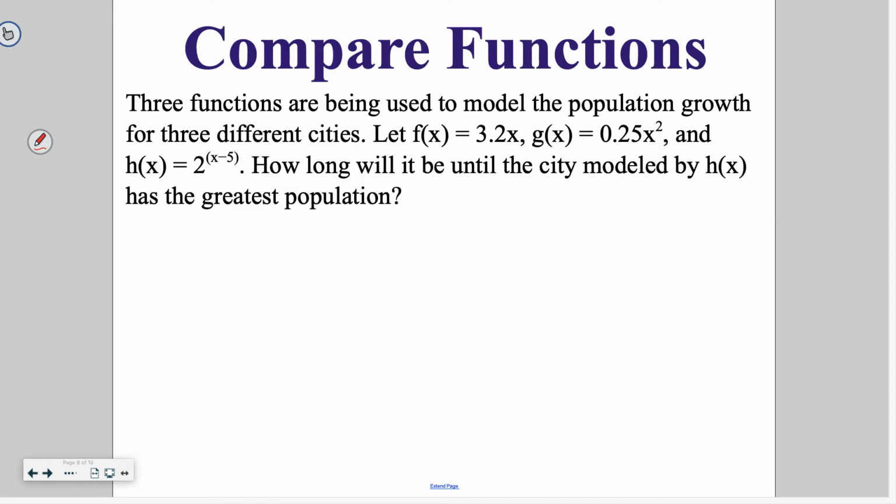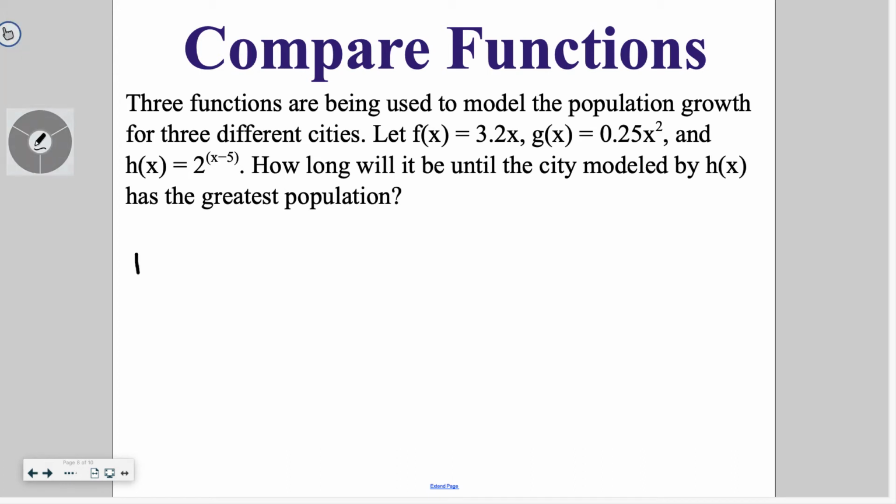The other thing that we're going to do is compare the three different types of functions. So we have three functions that are being used to model the population growth for three different cities. Let f of x equals 3.2x, g of x equals 0.25x squared, and h of x equals 2 to the x minus 5 power. How long will it be until the city modeled by h of x has the greatest population? So it's basically asking us to do a bunch of solving until h of x gives you the biggest answer. My recommendation for this, take it in chunks of 5.